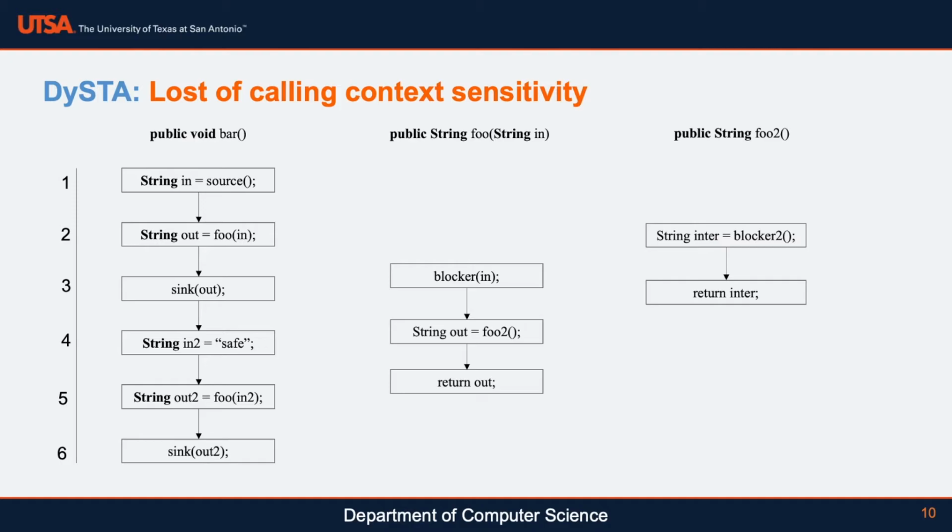Then we found there's a problem in ConDySTA, that is, we didn't consider the context of the intermediate source. Under different contexts, the same method can return different values. It could be sensitive or non-sensitive.